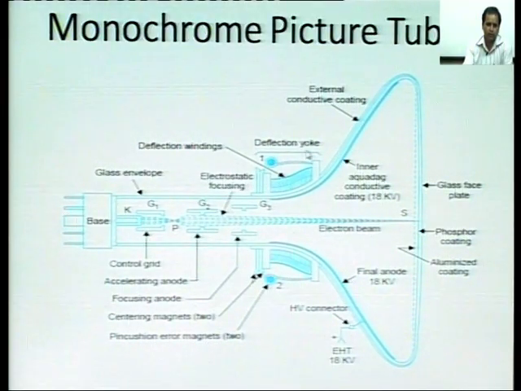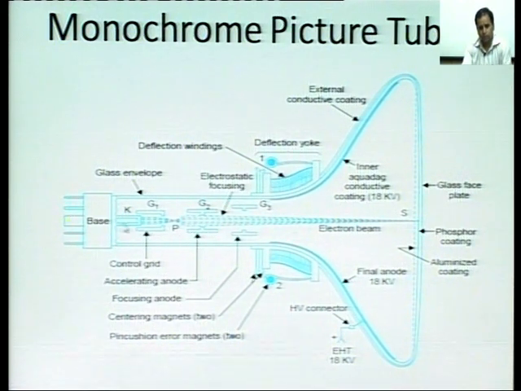Then we have the deflection yoke and deflection winding. These are important. The deflection yoke is a combination of two deflection windings. Within the deflection yoke, we have the horizontal deflection winding and the vertical deflection winding. We can see from here that we have two patterns of lines, one in the horizontal direction and one in the vertical direction. These two patterns represent the two windings which are responsible for horizontal and vertical deflection.